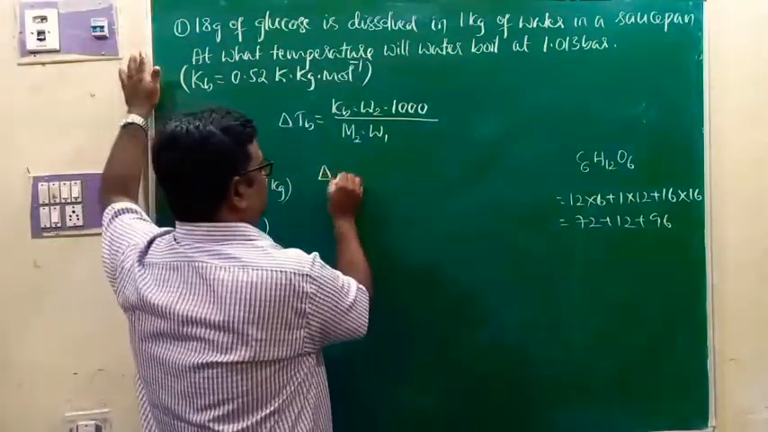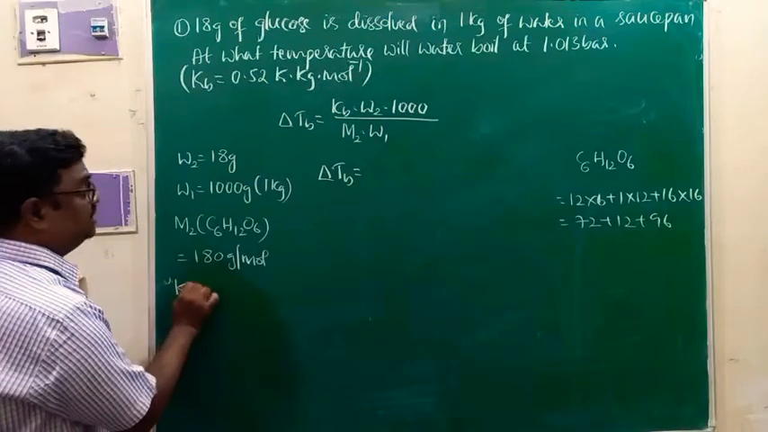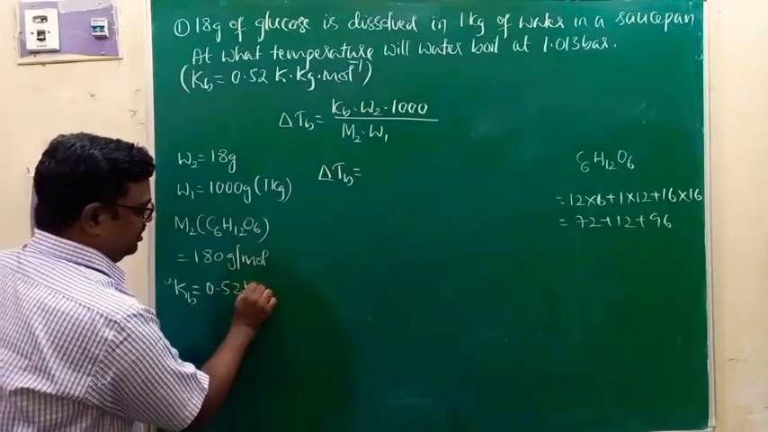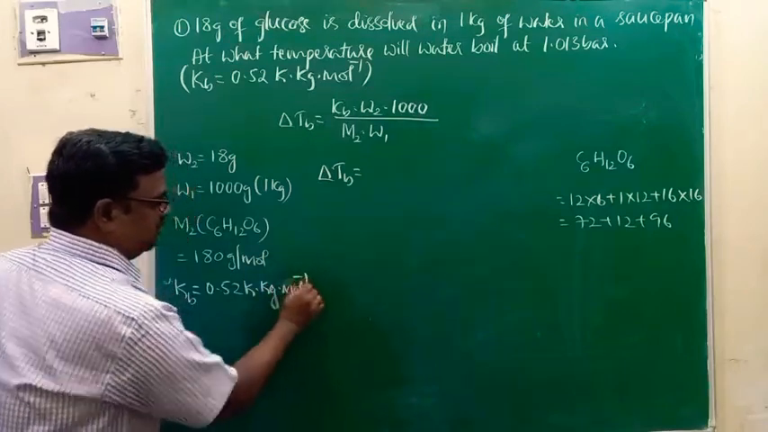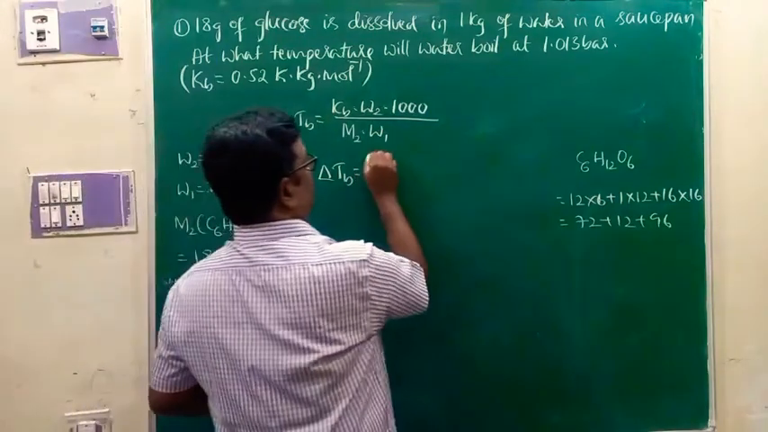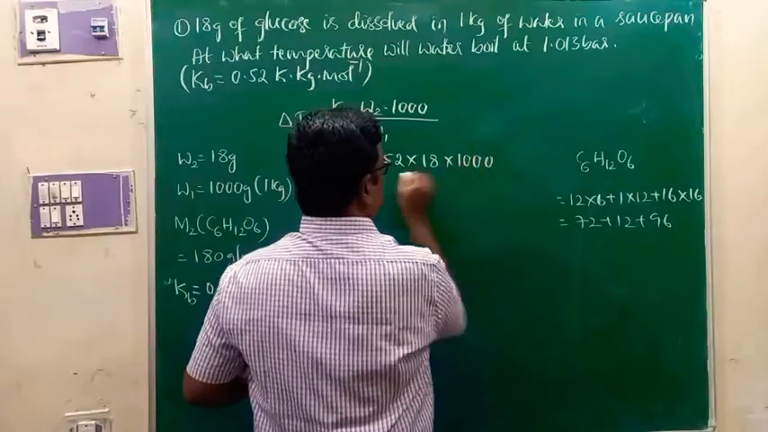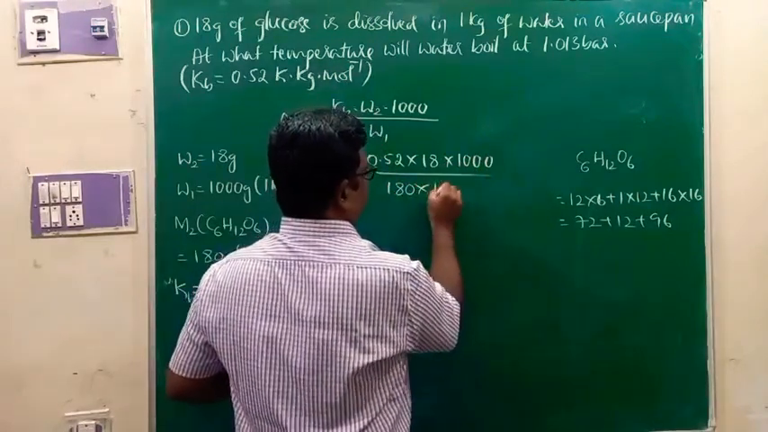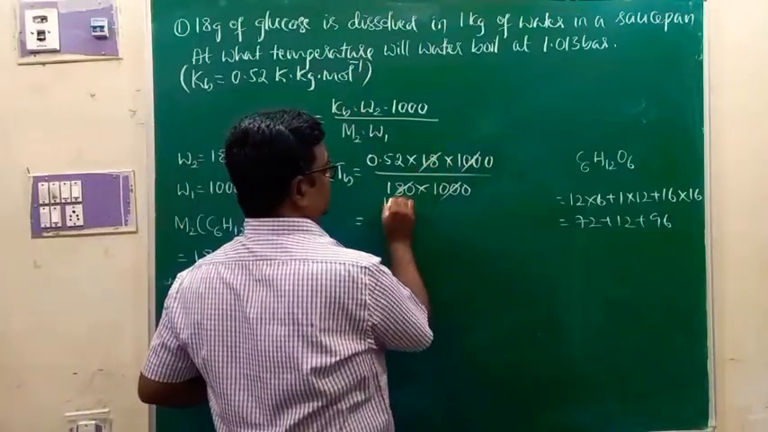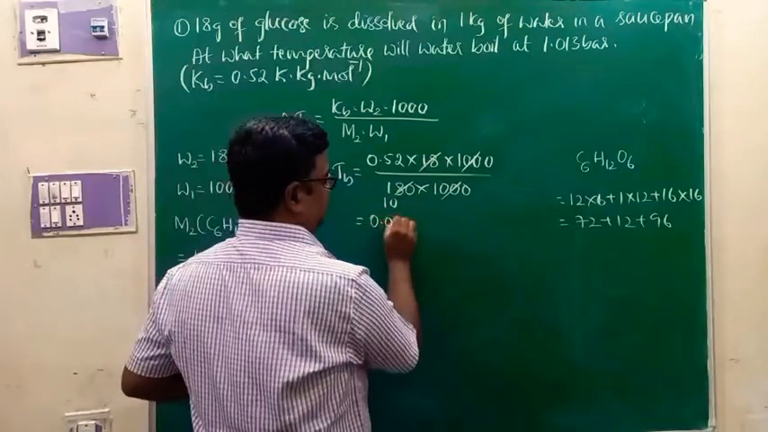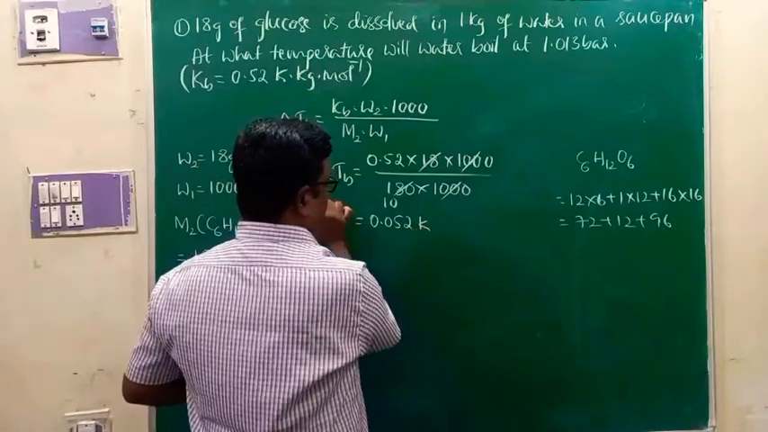You calculate delta TB now, that is the elevation in boiling point. Kb is also given as 0.52 kelvins kg per mole. Substitute: 0.52 into W2, which is 18, into 1000, divided by 180 into 1000. Simplify it. It comes out to be 0.052, and this is delta TB in terms of kelvins.